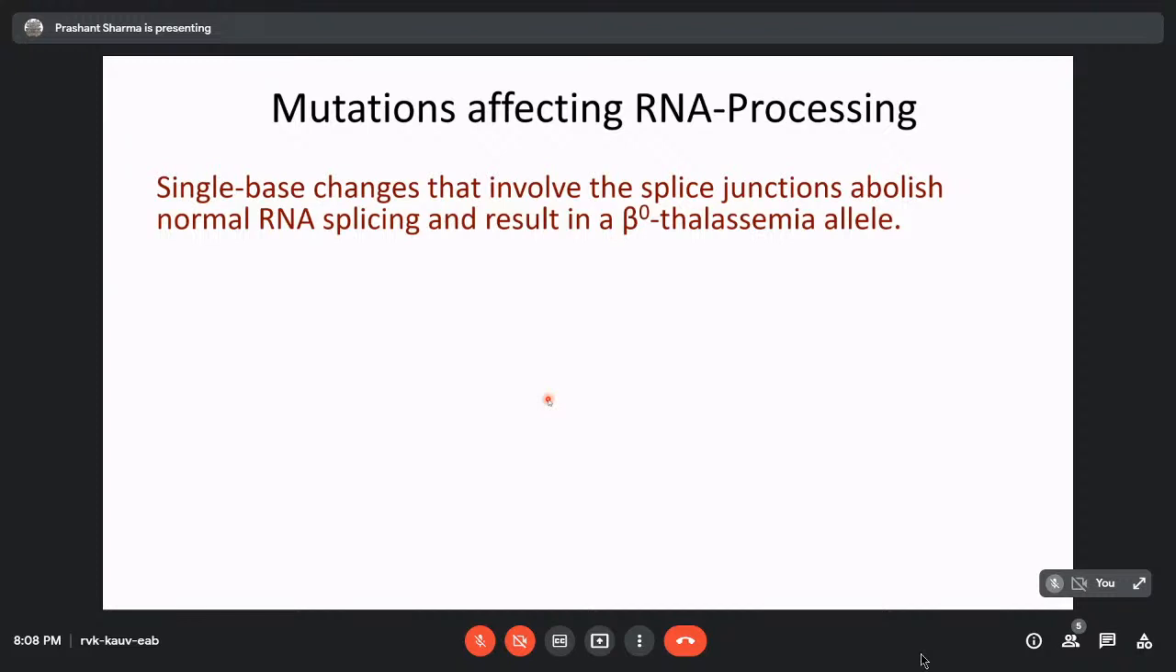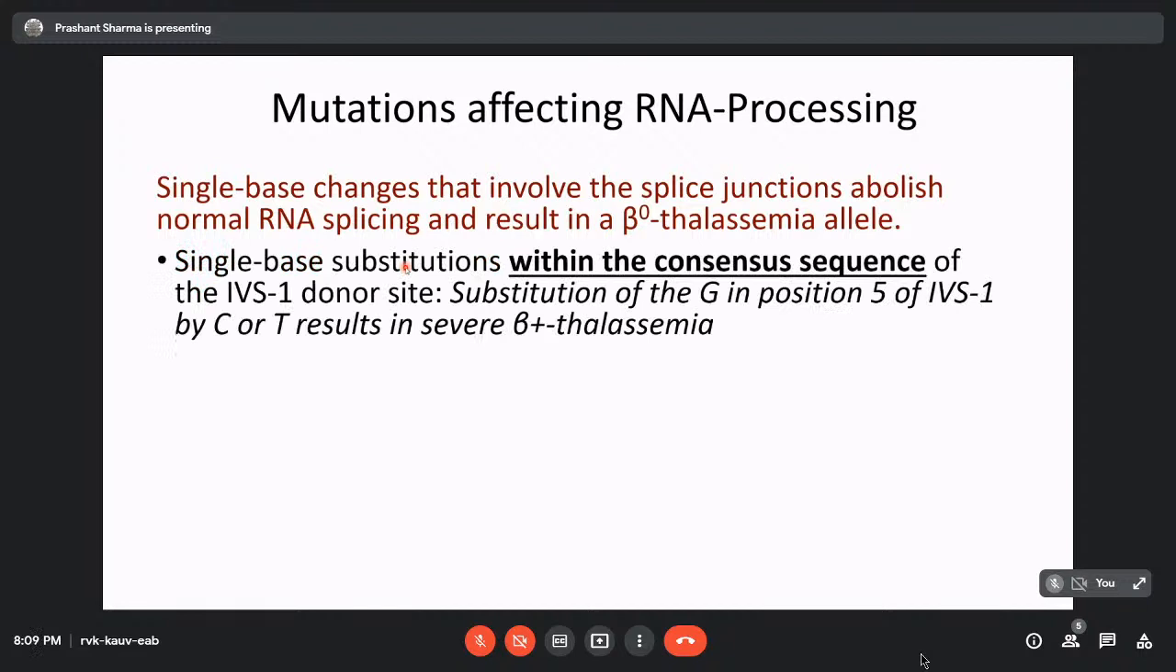So the common mechanism of thalassemia, beta thalassemia, is mutations that affect RNA processing. These are single base changes that involve the splice junctions, and what they do is they abolish normal RNA splicing sites. And remember, we have a handful of splicing sites, and if they are not going to be working okay, then almost certainly we are going to have a beta naught kind of a mutation.